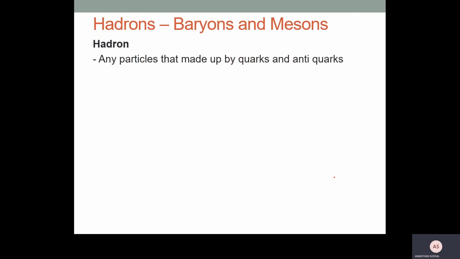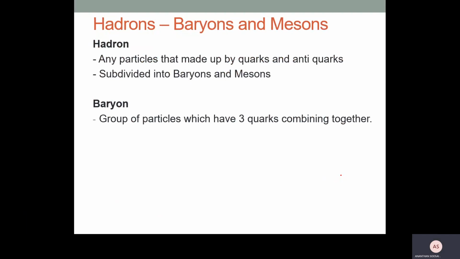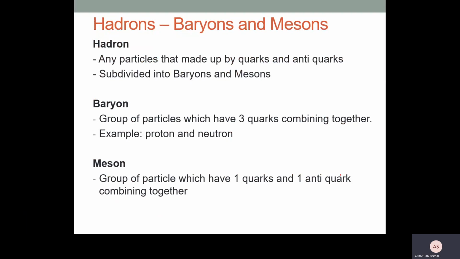So hadron is any particle that is made of quarks and antiquarks, subdivided into baryons and mesons. I told you baryon and meson, the terms you don't need to remember, it's fine. Baryon is 3 quarks, proton and neutron are 3 quarks. Meson is a group of particles made of 1 quark and 1 antiquark combining together.